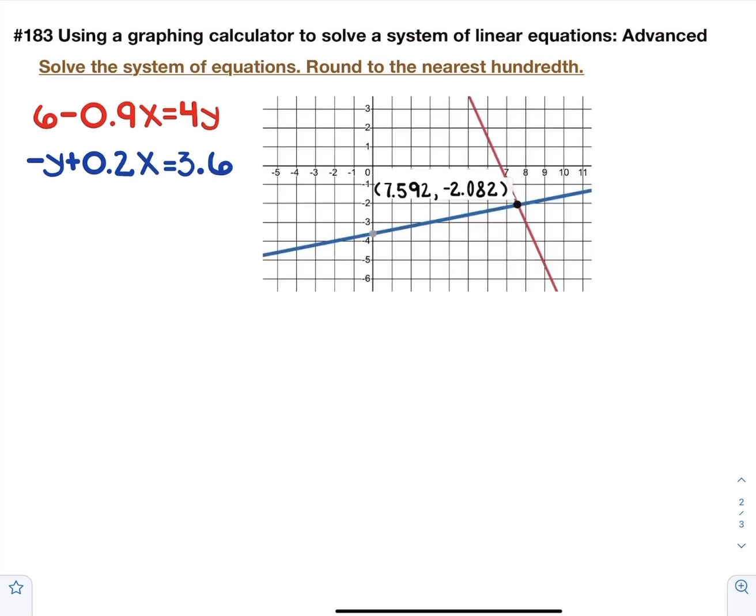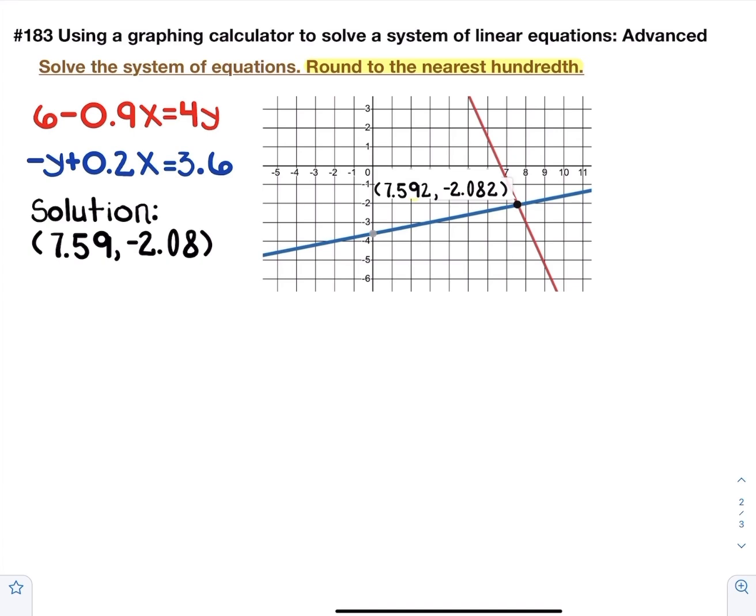In this particular problem, we've been asked to round to the nearest hundredth. Quick reminder, hundredth, that's 2 place values out. So looking at the 2 to the right of the 9, it leaves the 9 alone. So our x-coordinate will be 7.59. The y-coordinate, looking at the 2 to the right of the 8, the 2 leaves the 8 alone, so we have negative 2.08.